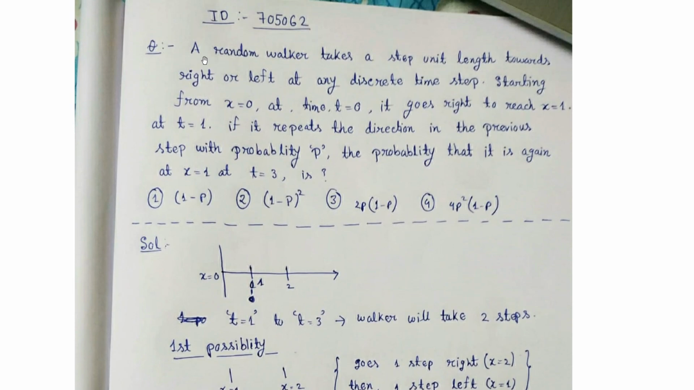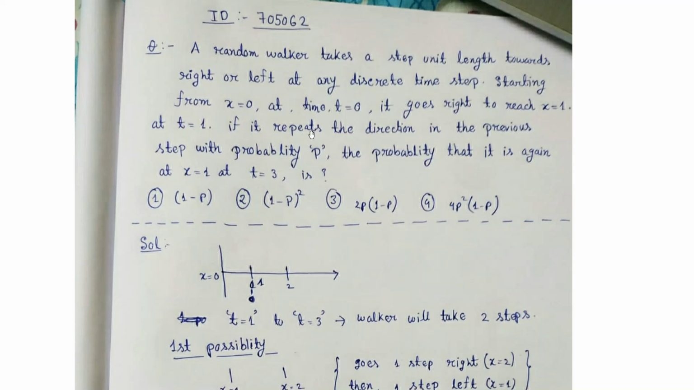The question says that a random walker takes a step of unit length towards right or left at any discrete time step. Starting from x equals 0 at time t equals 0, it goes right to reach x equals 1 at t equals 1, and if it repeats the direction of the previous step with probability p, then the probability that it is again at x equals 1 at t equals 3 is.